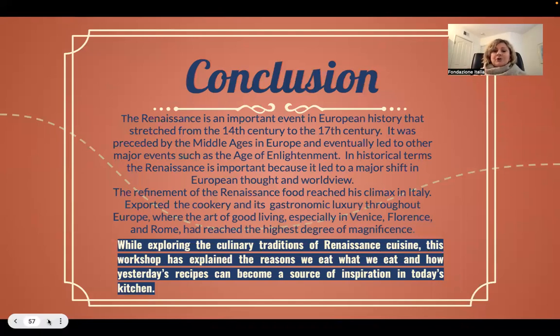The French king, especially Francis I, was so impressed with Italian culinary tradition that he brought it to France. And with the food, the gastronomic luxury of Italian tradition, also the art of good living was exported throughout Europe. So I hope the presentation explains some of the reasons that we eat what we eat, and hopefully you got some ideas on what to prepare.